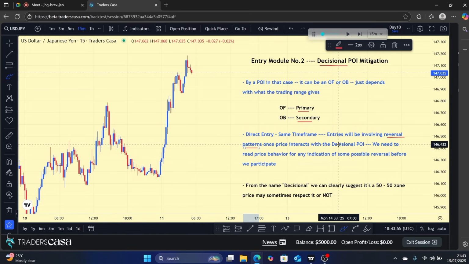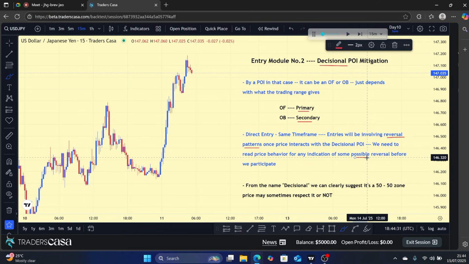So once price interacts with the decisional POI, that's when we check for these reversal patterns. We need to read price behavior for any indication of some possible reversal. This word here is very important: possible reversal. It's not a must. It's not often that price mitigates a decisional order block or a decisional order flow and just gives the reaction.